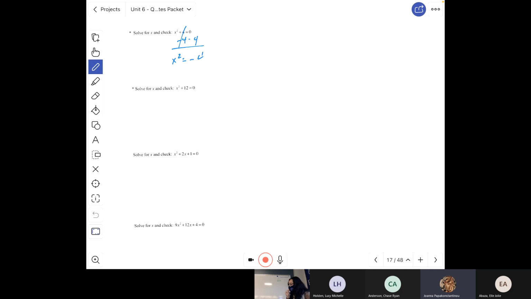I'm okay with that. I know what to do next. What do I do? And I'm still okay with that because of what we just learned. So x equals what? Square root of negative 4, but x equals plus or minus 2i, right? Because this is the same thing as the square root of 4 times the square root of negative 1, plus or minus 2i.